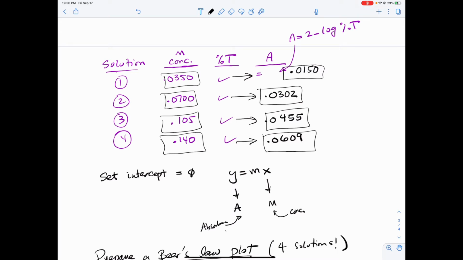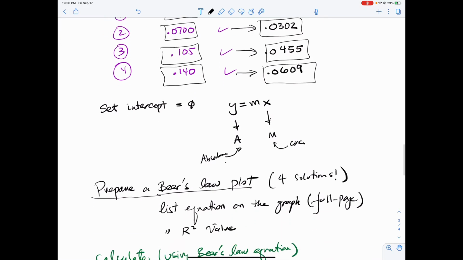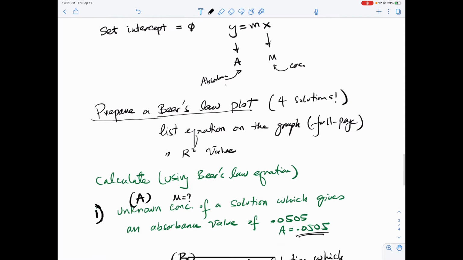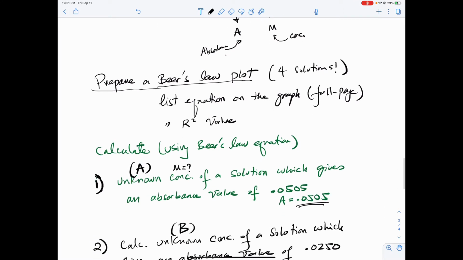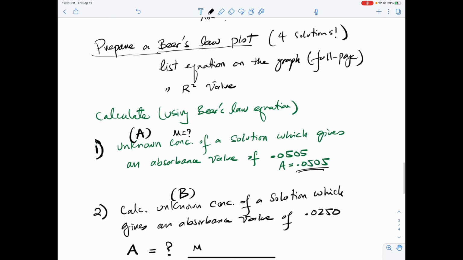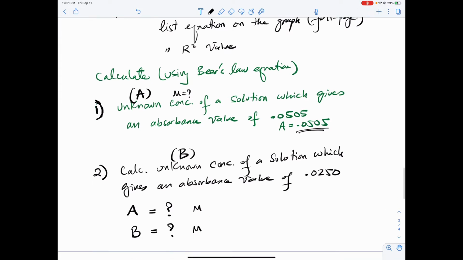Then we took those solutions to a spectrophotometer and measured the absorbances. I asked you to prepare a Beer's law plot for these four solutions. This is called the Beer's law standard solution plot. And I gave you two problems, which involved giving you an unknown solution.